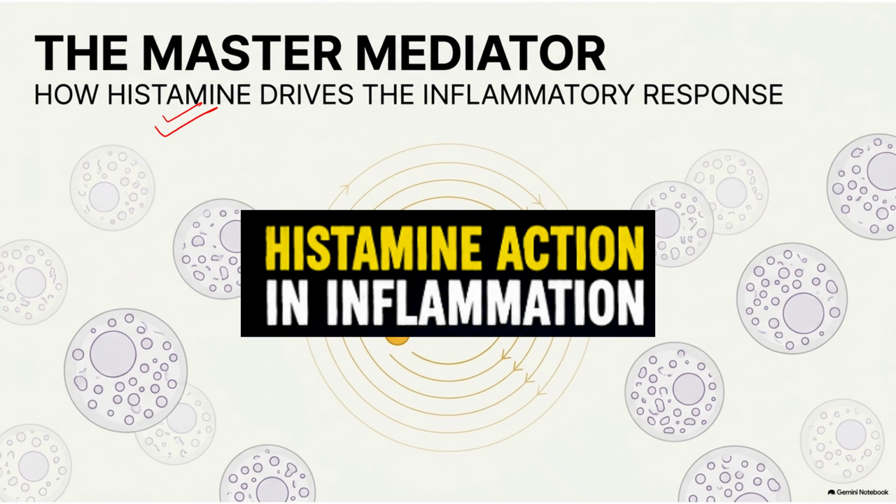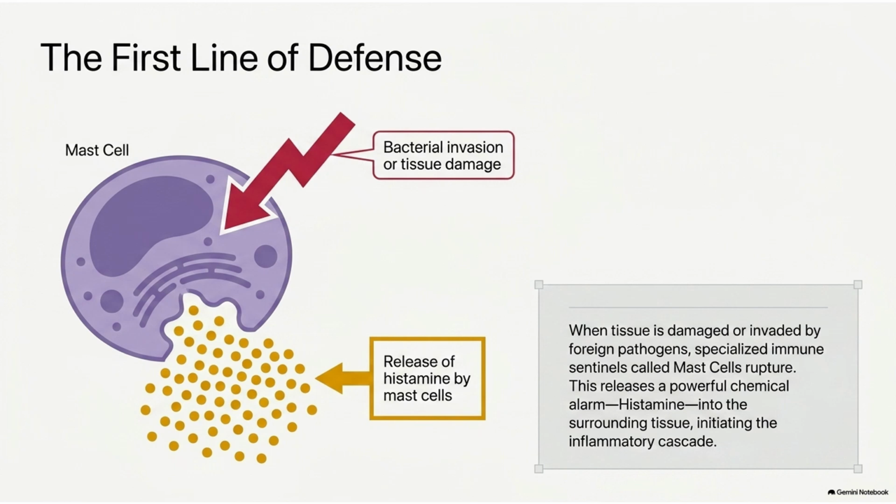So now let us understand the inflammatory response step by step. Now see, in the first line of defense, let's just imagine bacteria has invaded a tissue. Now the body needs to respond quickly. So one of the important cells involved in this is the mast cell. This is the important cell which is involved in the response.